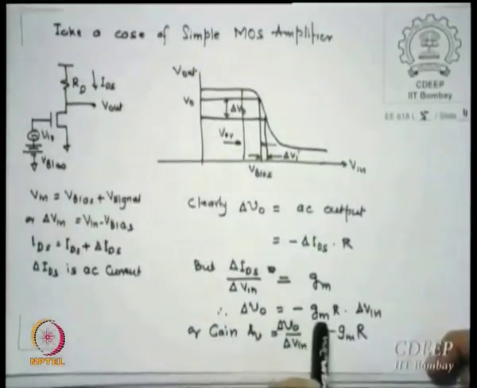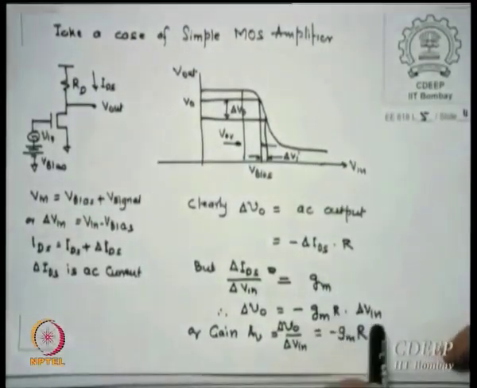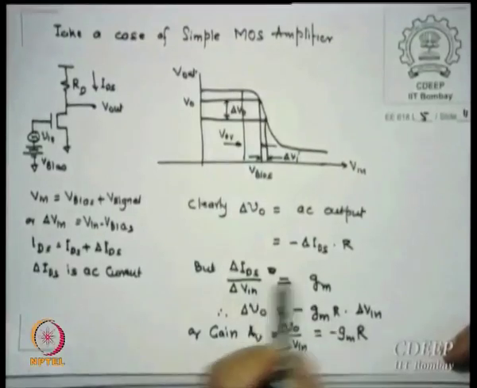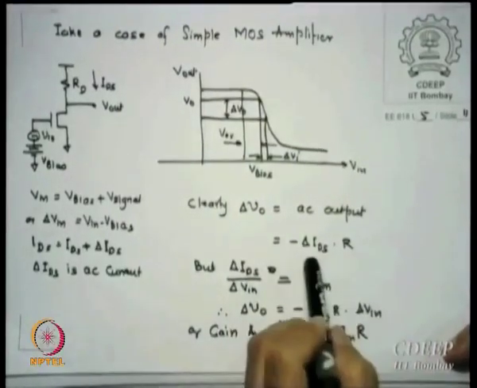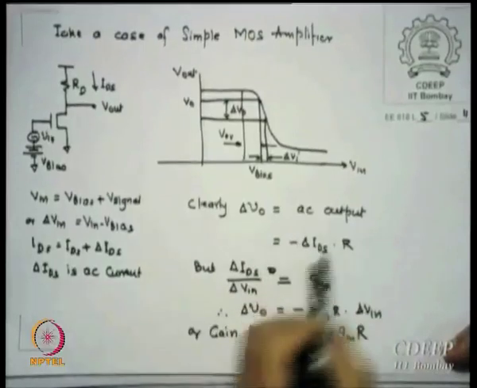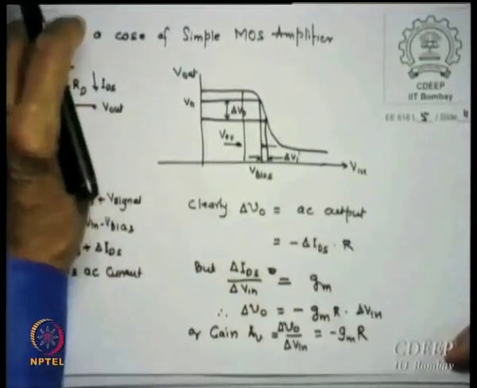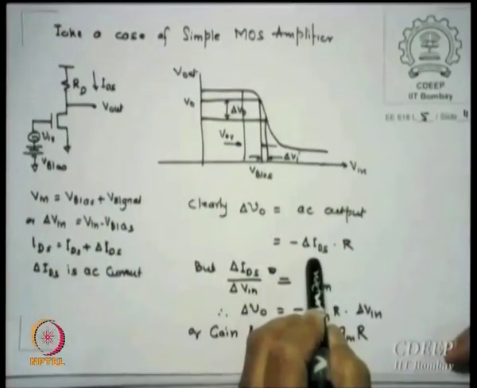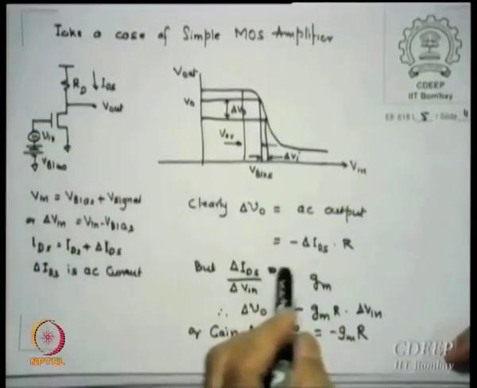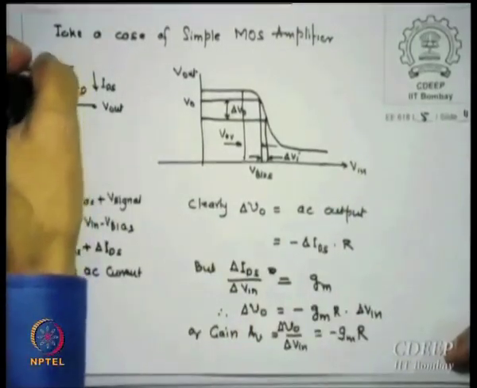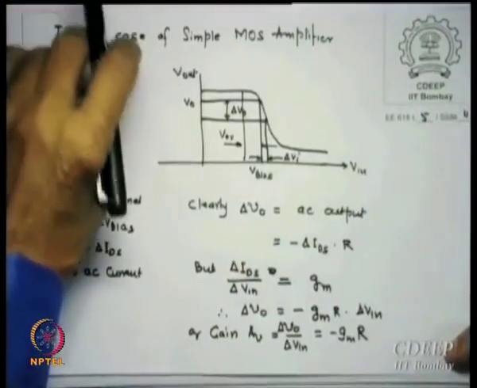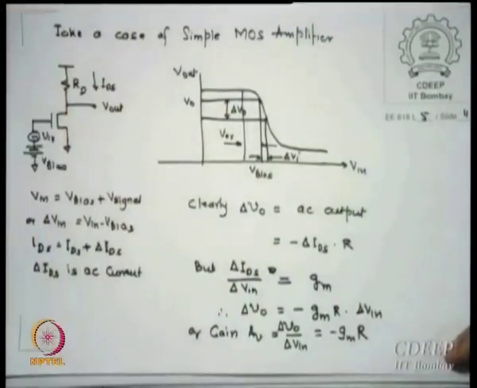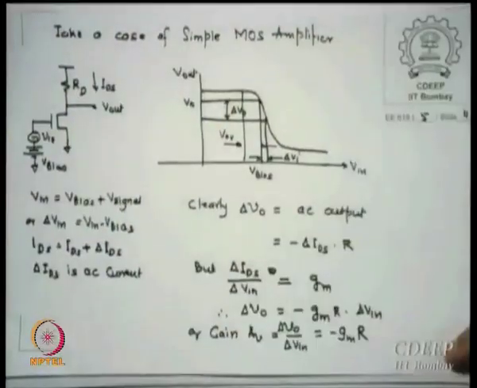That delta V0 is minus GM times R, that is, delta IDS into R. Delta IDS is the AC current, R is the voltage drop across this. So why minus? From here, if you say the total value is VDS minus ID RD, but for AC evaluation DC goes away, so minus IR is the output AC voltage.